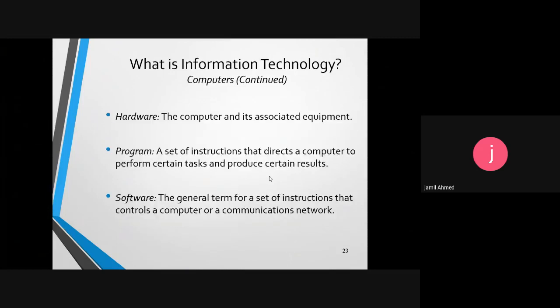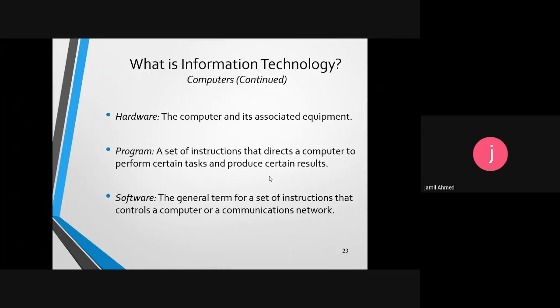Now, from the hardware, we learned the basic definition: hardware are those parts of the computer that we can touch, and the computer and its associated equipment are also known as hardware. In the program, we have seen in detail that it is a set of instructions that directs the computer to perform certain tasks and produce certain results.